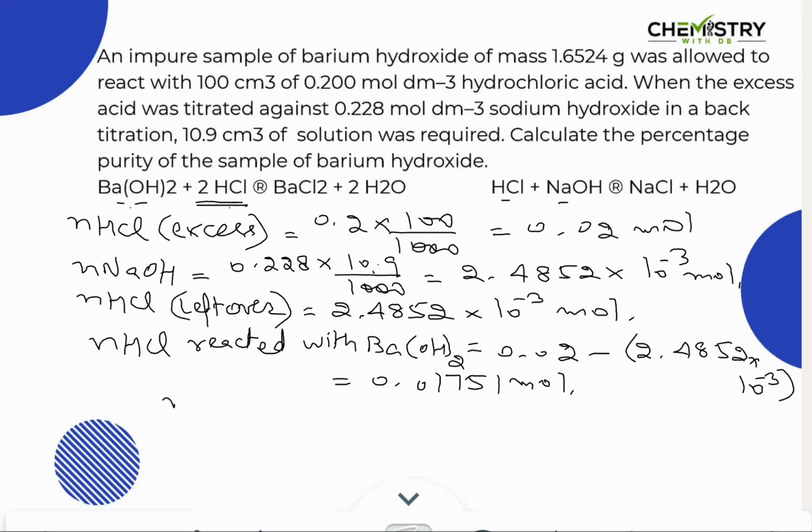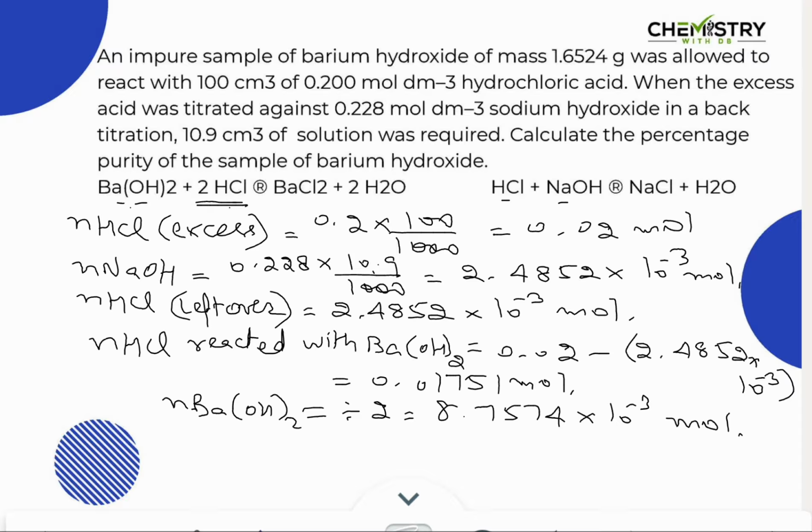Now the ratio of barium hydroxide and HCl is 2 to 1. So therefore the number of moles of barium hydroxide will be half this much, which is equal to 8.7574 times 10 to power minus 3 moles. Now we have the number of moles of barium hydroxide.